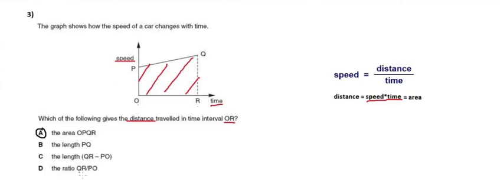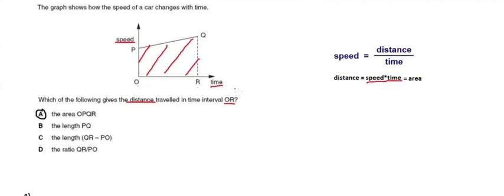Here the ratio QR divided by PO, that is nothing but QR divided by PO. So that is also a ratio of the speed, which will be a Euclidean quantity. So that cannot be the answer. The answer is nothing but the area under this speed-time graph.